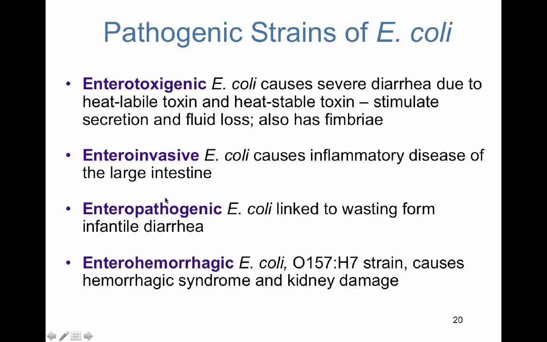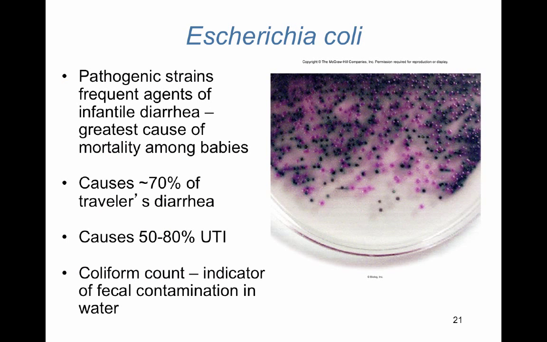All of these are generally associated with GI-related illness. So enteropathogenic, linked to wasting from infantile diarrhea, enteroinvasive, inflammatory disease of the large intestine, and then enterotoxigenic. This is one that will release a toxin that will stimulate fluid loss, and it also has fimbriae as well that can aid in its ability to attach to the digestive tract and facilitate the inflammatory response.